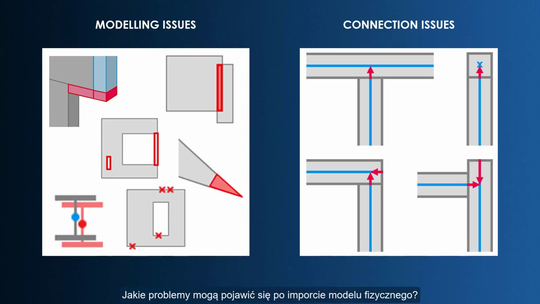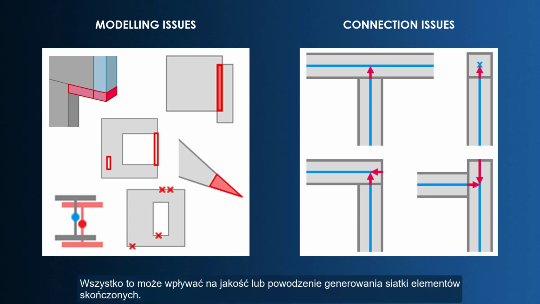What kind of problems can appear after importing a physical model? There can be small modeling issues, very short elements, duplicated objects, overlapping geometry, small openings, unnecessary points, or very sharp angles. All of these can affect the quality or success of finite element mesh generation.